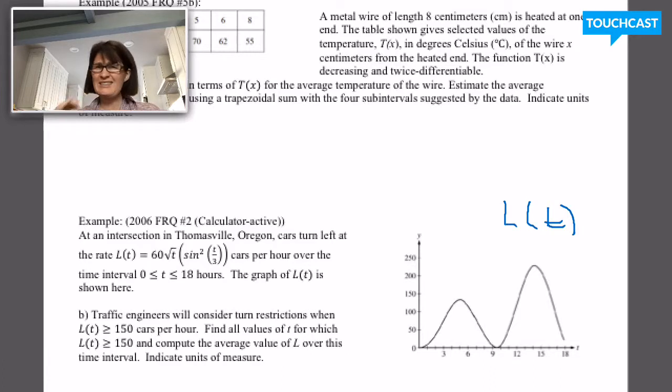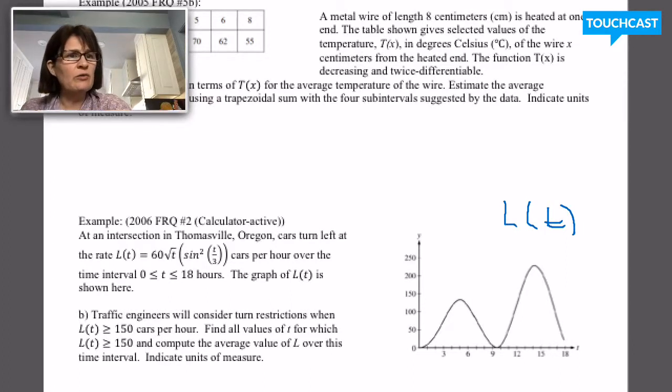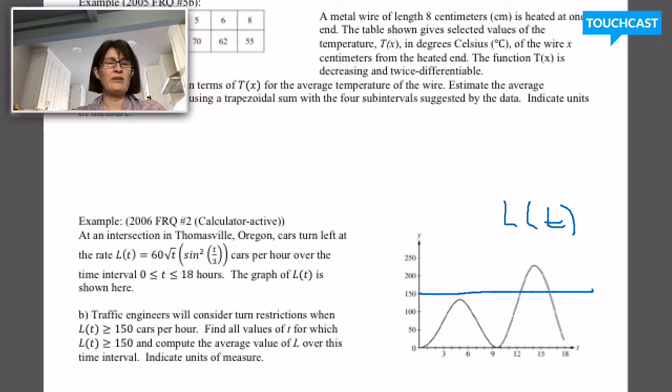So that first question, it's not really a calculus question. We know how to do it. We learned how to do it on our calculator. So this is actually a graph of L of t. When I've been asked to find where L of t is greater than 150, I'm just going to mentally draw that line, y equals 150, and I can see that whatever the t values are there, that's where L of t is greater than or equal to 150.